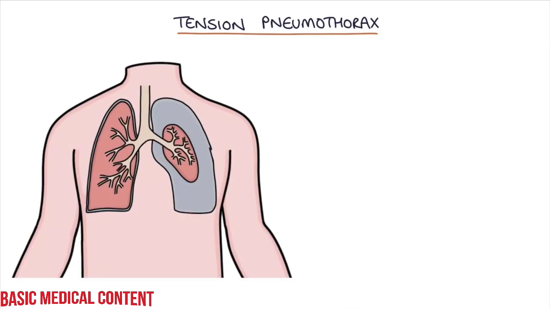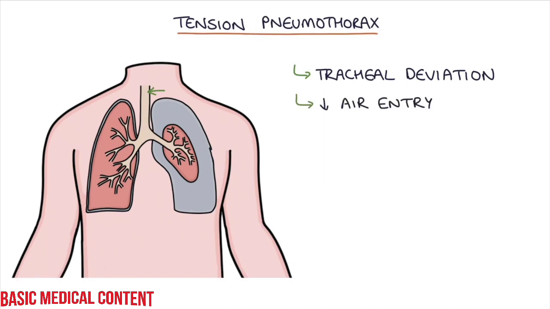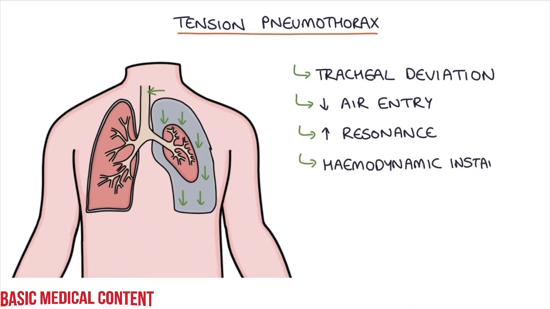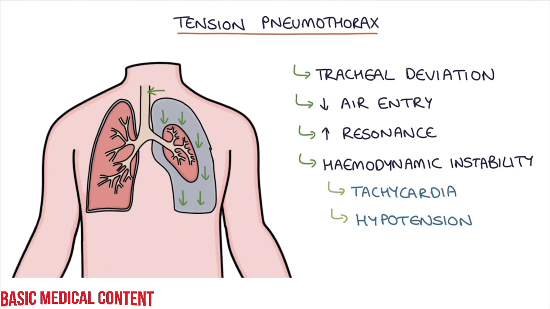What are the signs so that you can recognize a tension pneumothorax? Importantly, there'll be tracheal deviation, and this will be away from the side of the pneumothorax. There'll be reduced air entry on the affected side. When you percuss the chest, there'll be increased resonance on the affected side because it's full of air. And there'll be hemodynamic instability due to the pressure on the heart. So there'll be tachycardia with a fast heart rate, and hypotension with a low blood pressure.